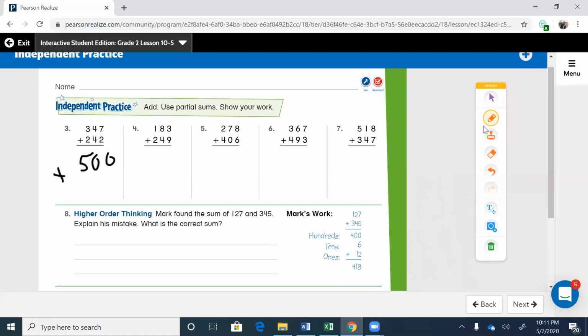4 plus 4 is 8. So we have 8 tens. Now go to the ones. 7 plus 2 is what? 9. And then we're going to add it. 8 plus 9 is 17. Carry the 1. 1 plus 0 is 1. 5 plus nothing is 5.